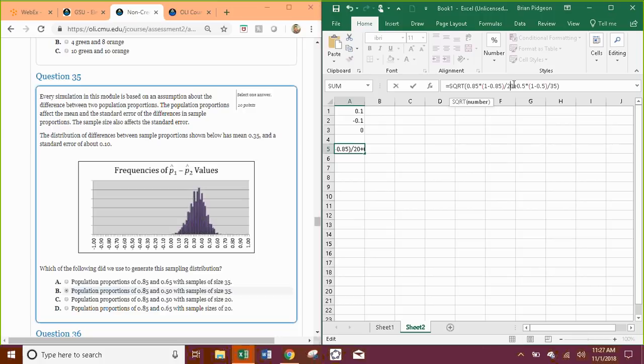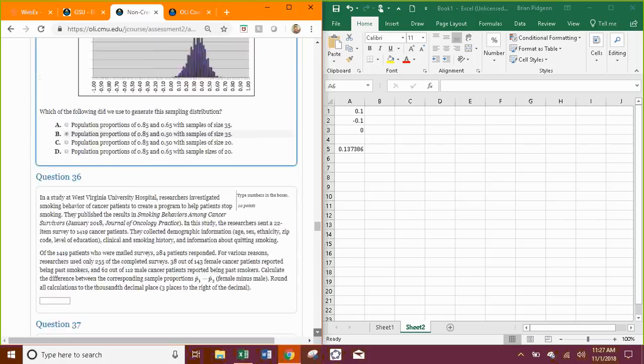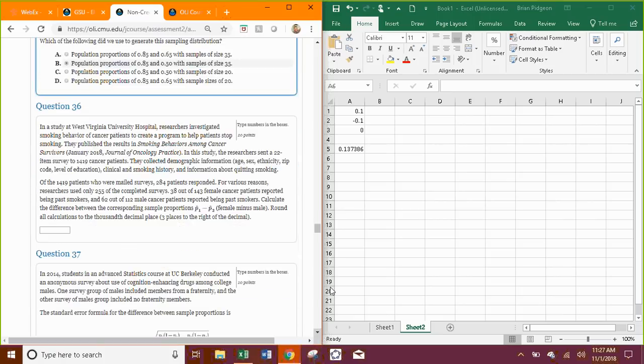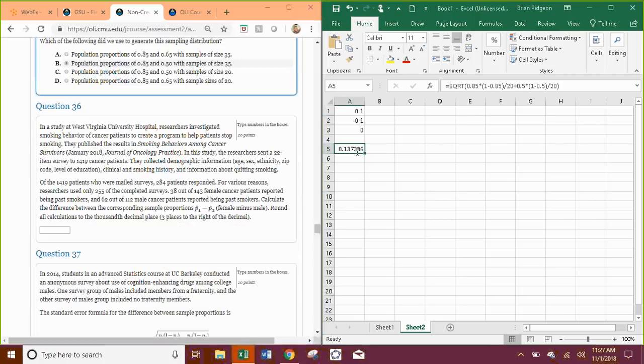And you can note, if you did size 20, all we're going to change is the denominator here, 20 instead of 35, and that would mean our standard error is 0.14.